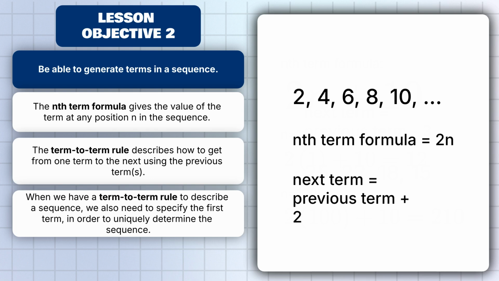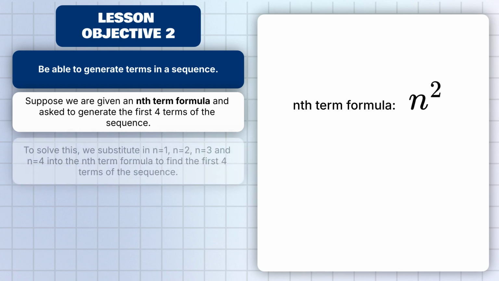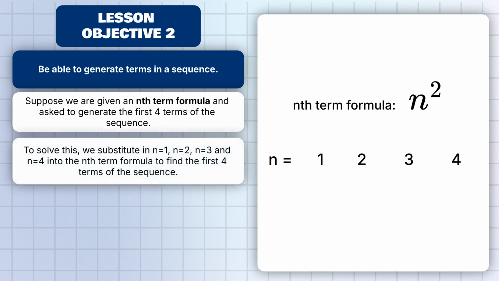Let's now use these concepts to generate sequences. Suppose we are given an nth term formula n squared and asked to generate the first 4 terms of the sequence. To solve this, we substitute in n equals 1, n equals 2, n equals 3, and n equals 4 into the nth term formula. The first term is 1 squared, which equals 1. The second term is 2 squared, which is 4. The third term is 3 squared, which is 9. And the fourth term is 4 squared, which is 16. We have therefore found the first 4 terms of the sequence.